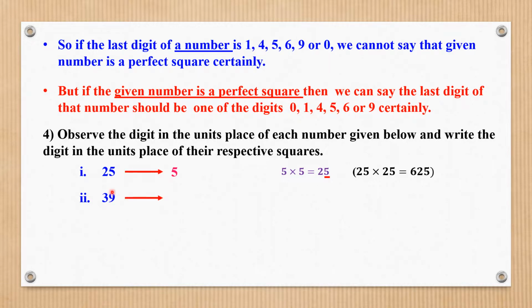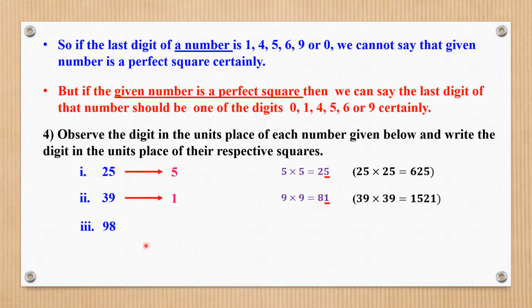Next example, 39. What is the method? First you have to take the last digit, which is 9, then 9 times 9 is 81. Since the last digit is 1, the last digit of the square of 39 is also 1. Let us consider the result of 39 into 39, which is 1521. Now you can see the last digit is 1. Now our result is correct. Okay.